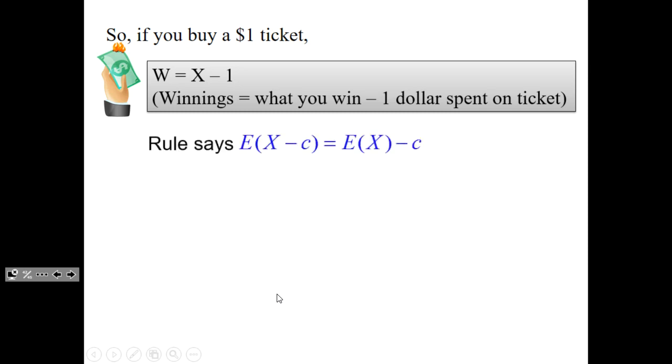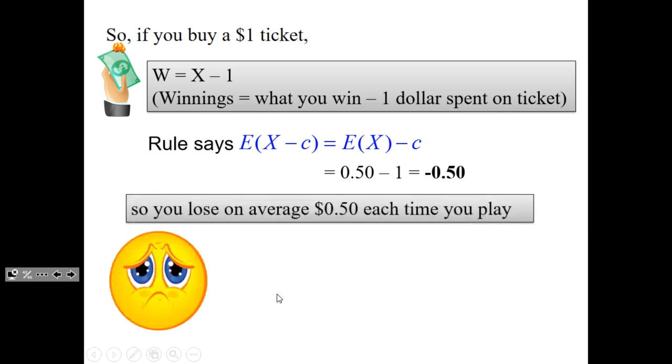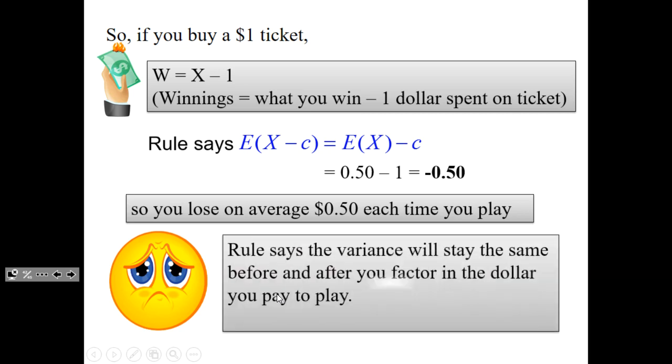Our rule says the expected value of X minus a constant is equal to the expected value minus the constant. In this case, your expected value was 50 cents. Now you have to subtract your $1 to play, so your expected value is negative 50 cents. Every time you play this game, you lose an average of 50 cents. You might not lose 50 cents every single time, but on average, in the long run, you're going to lose 50 cents.